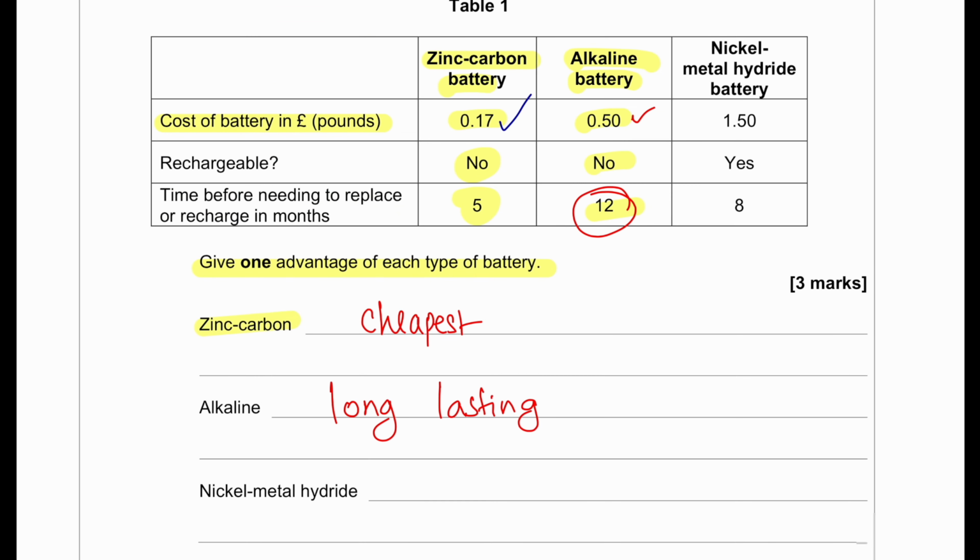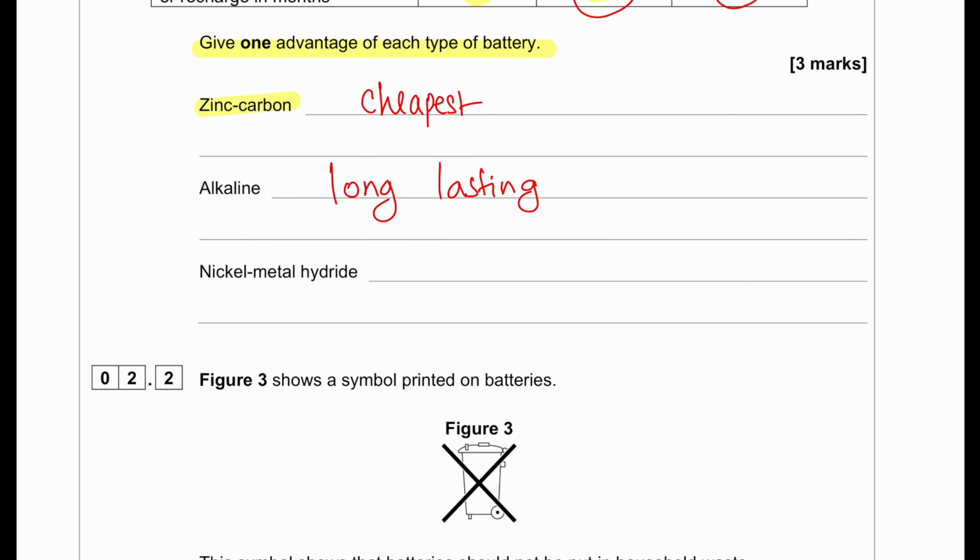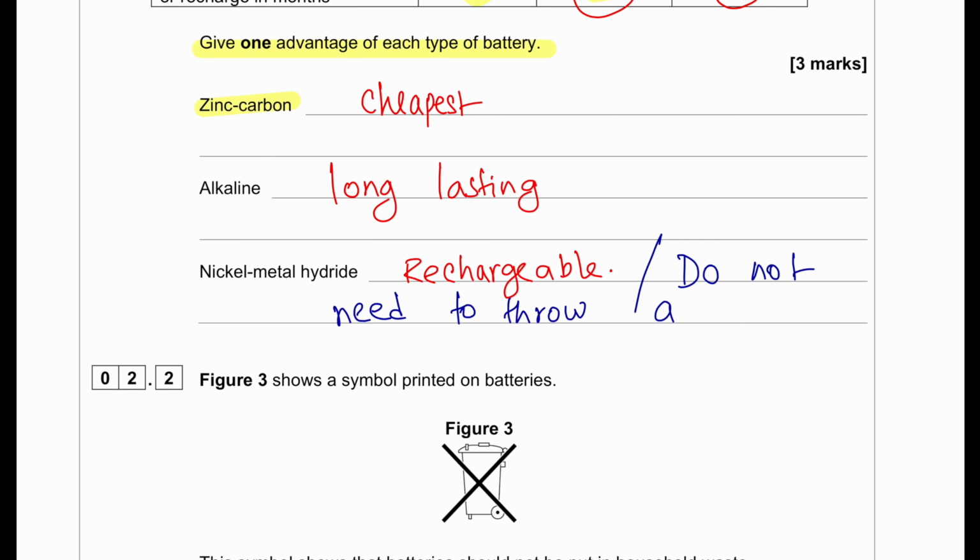Nickel metal hydride is the most expensive, but it is rechargeable. Alright, and then it needs to be replaced more often compared to that of an alkaline battery. But the benefit is it is rechargeable. The other point for this one is you do not need to throw it away, because after 8 months you can recharge it and use it again.